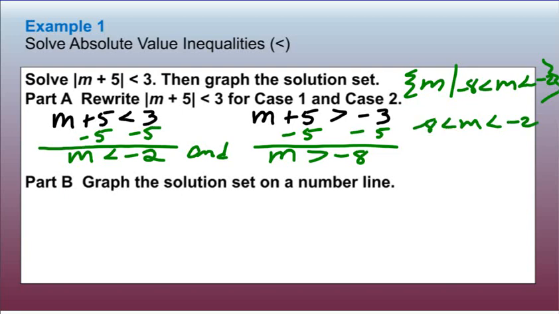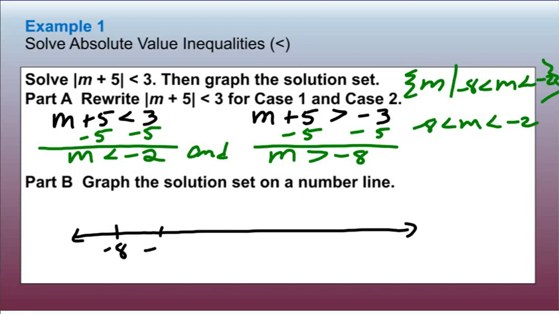Now to graph it on a number line, we would have to go all the way to negative 8 and up to negative 2. So I'm going to go negative 8, negative 7, negative 6, negative 5, negative 4, negative 3, negative 2. Since it cannot equal either of those numbers, I'm going to have open circles on negative 8 and negative 2, and it has to be in between the two.